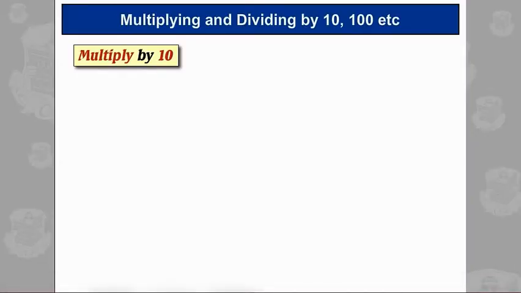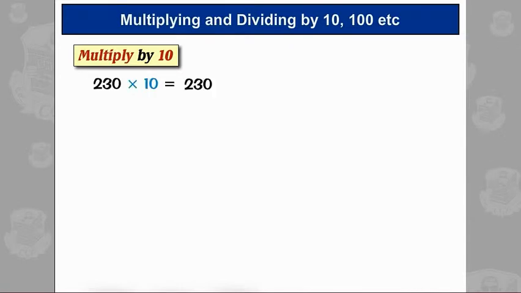Okay, let's get this show on the road and start off with multiplying by 10. Now, what do you do when you multiply something by 10? Well, there are two ways of looking at it. And the first way is to move the decimal point. So here's the calculation 230 times 10.